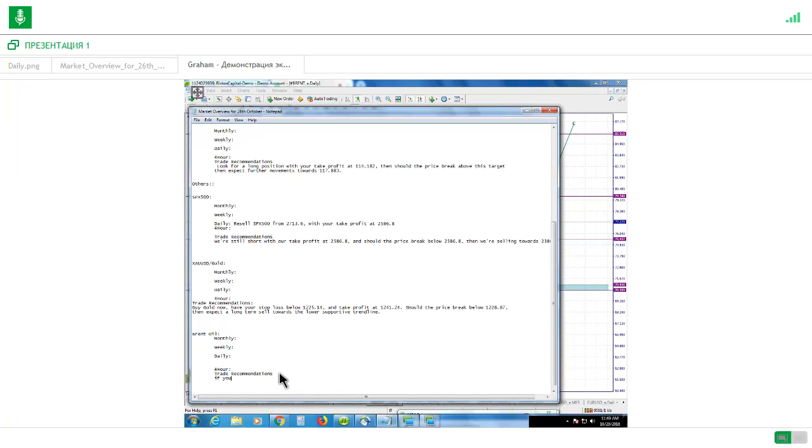So we need to say that if you went long with us previously, if you are long already, then remain long with your take profit at 79.740, and should the price break above 79.740, then pick another long position towards 85.10.